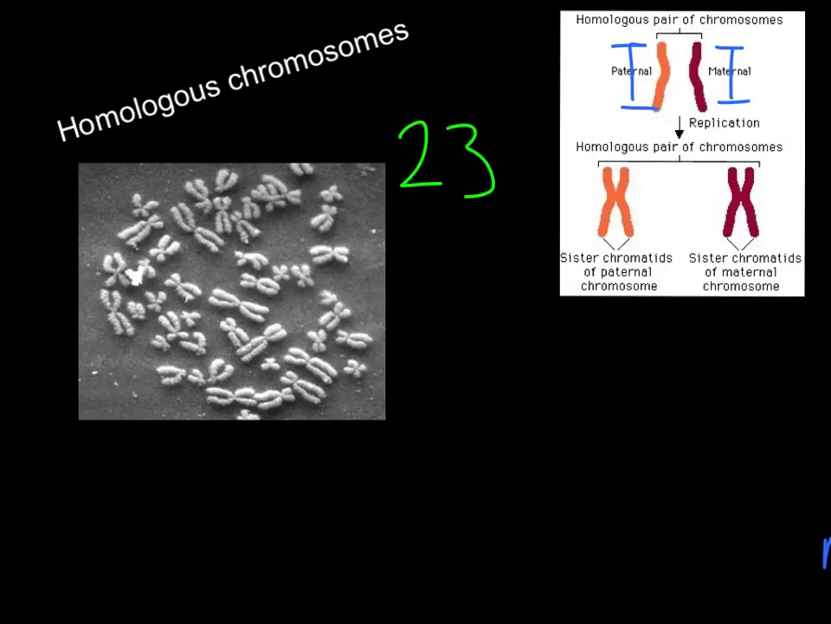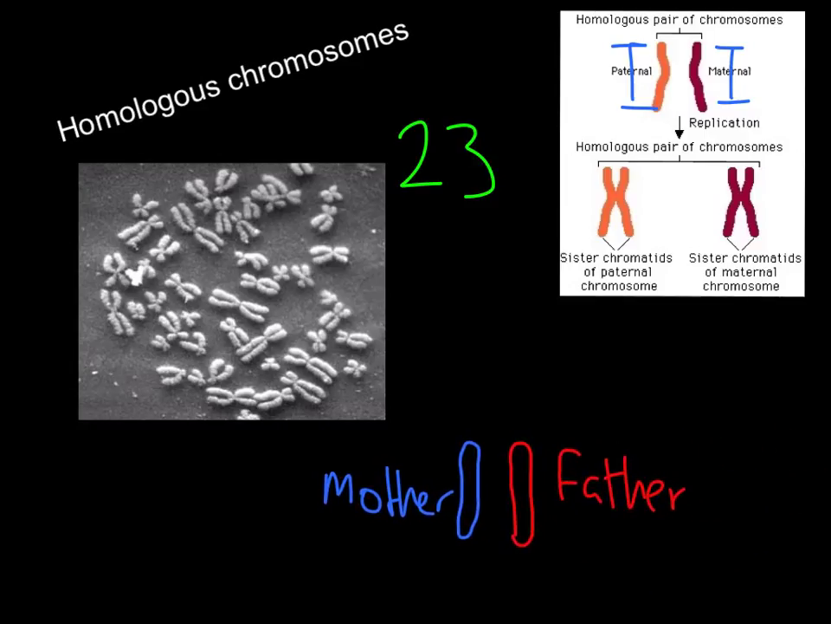A lot of people always confuse homologous chromosomes with duplicated chromosomes. Duplicated chromosomes are two identical chromosomes that come from the replication of DNA, which are called sister chromatids that we saw in the previous slide, whereas homologous chromosomes are chromosomes that are one from each parent, as you can see here.